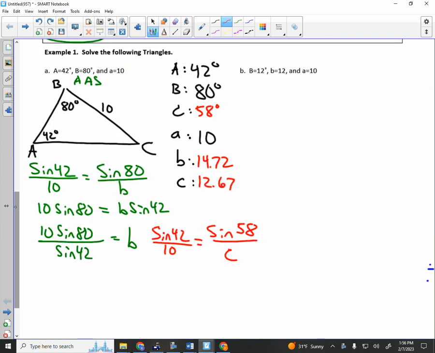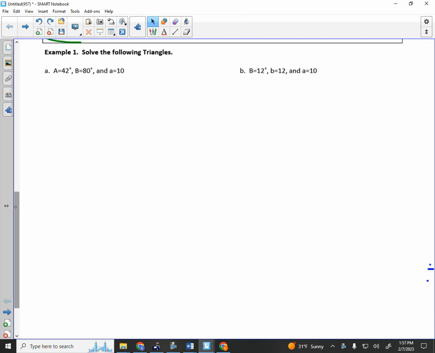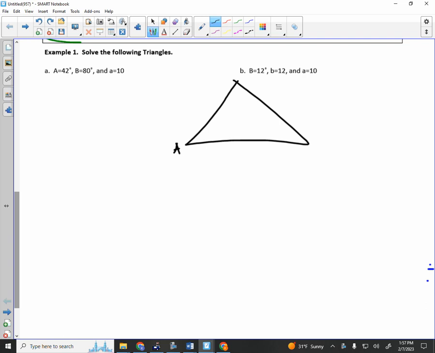Now, as I try to confirm whether or not my answer is reasonable, notice that the smallest angle is opposite the smallest side, and the largest angle is opposite the largest side. So my answer is reasonable. Good? Okay, we try the next one. I'll set the triangle up, and then you guys can have a conversation. A, B, and C.